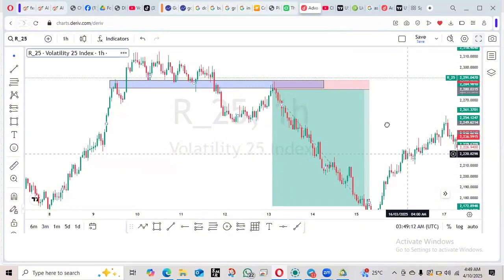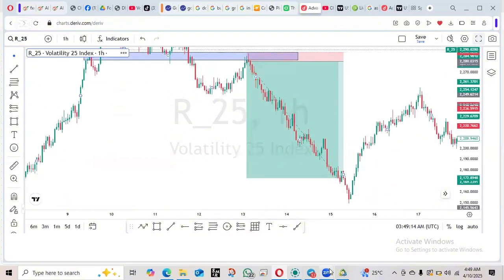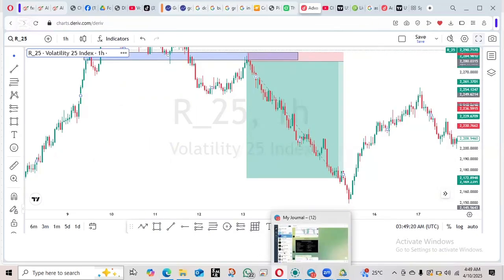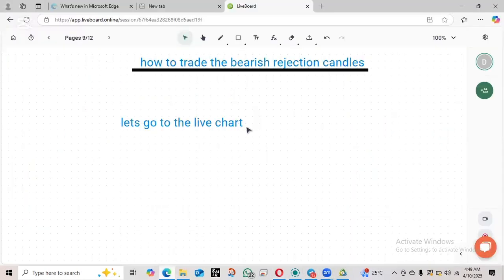Okay. Now I'll continue later with the indecision candle. The indecision candles are just the doji candles. Now that's the next thing. How do you trade indecision candles?